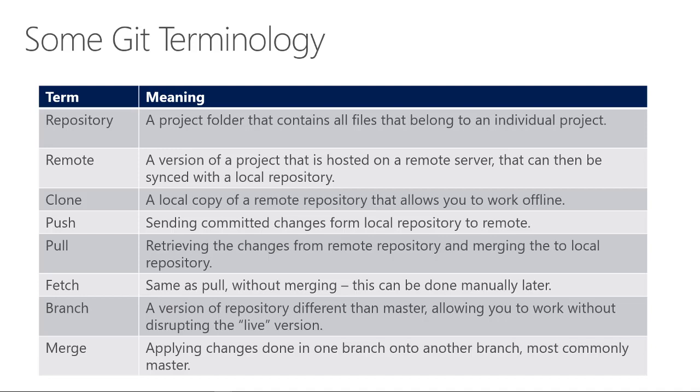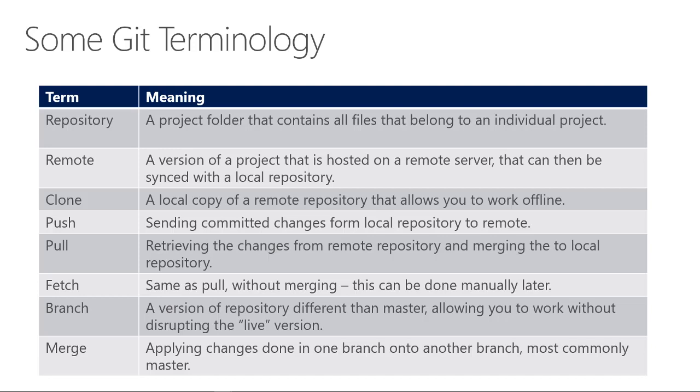Then another important concept, which we won't talk a lot about in this video, is branching. A branch is a version of a repository that is different than master, which allows you to work without disrupting the quote-unquote live version or the master version. So you can imagine you have a master version of the repository.